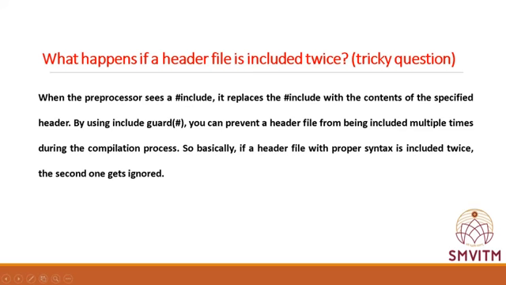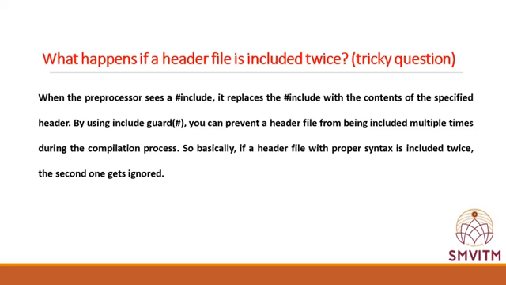Okay, the next question is, what happens if you have a header file which is included twice? This is a bit of a tricky question. The answer is there is not much change. The header file which is included first will be taken into consideration, and the other one will be ignored by the preprocessor.